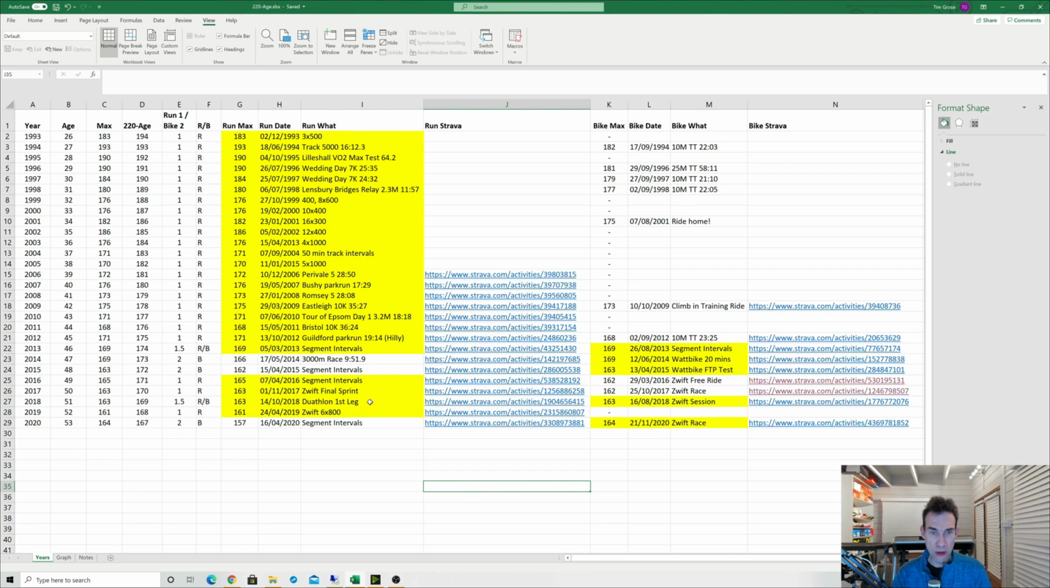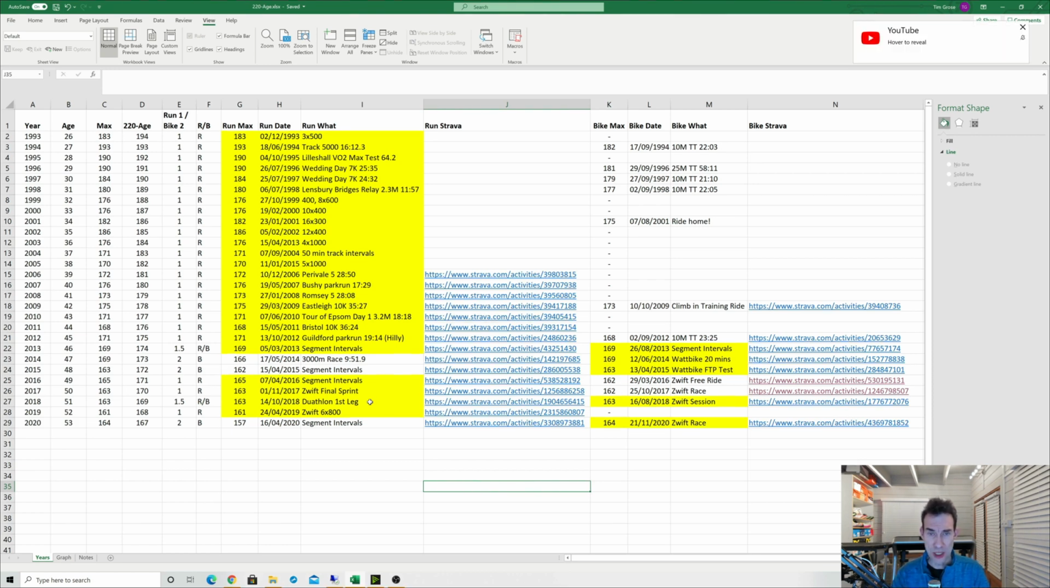So what's your max heart rate these days? And have you been able to graph it over the years? How much data have you got? I'm interested to know if you could plot a similar sort of graph to me with your training data and see if you're seeing a similar trend. Is it going down with age? That's probably the most important thing.